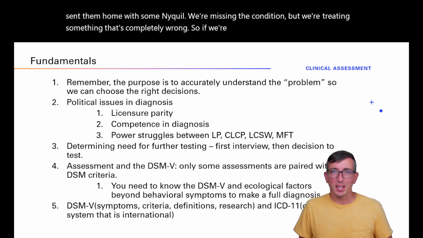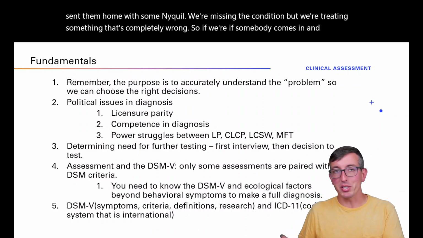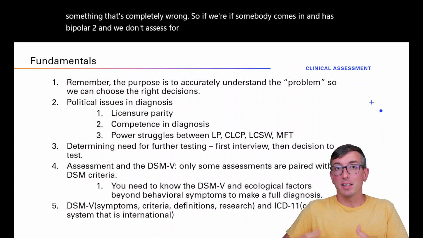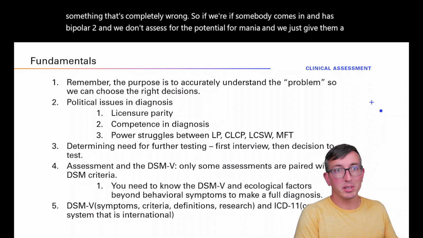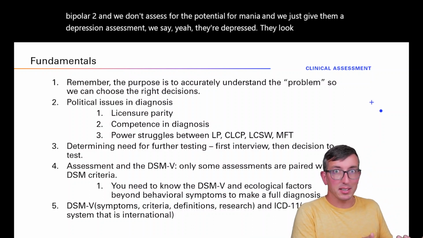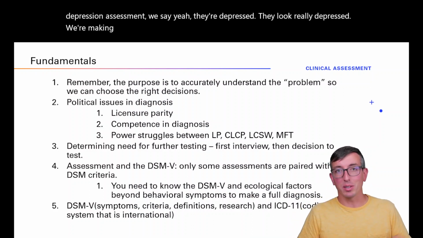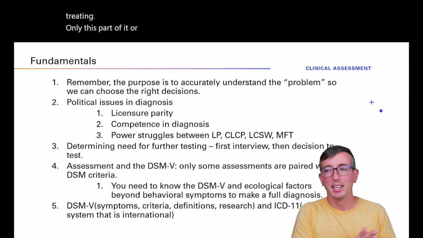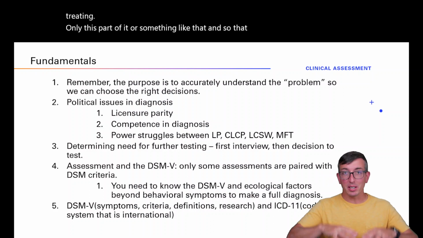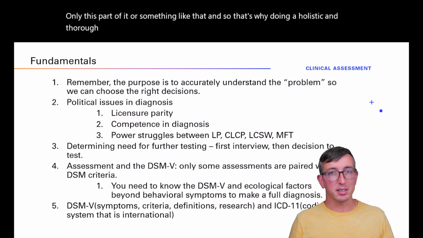So if somebody comes in and has bipolar 2 and we don't assess for the potential for mania and we just give them a depression assessment, we say, yeah, they're depressed. They look really depressed. We're making that error. We're essentially saying you have a broken leg, but we're treating only this part of it. And so that's why doing a holistic and thorough assessment is so important.